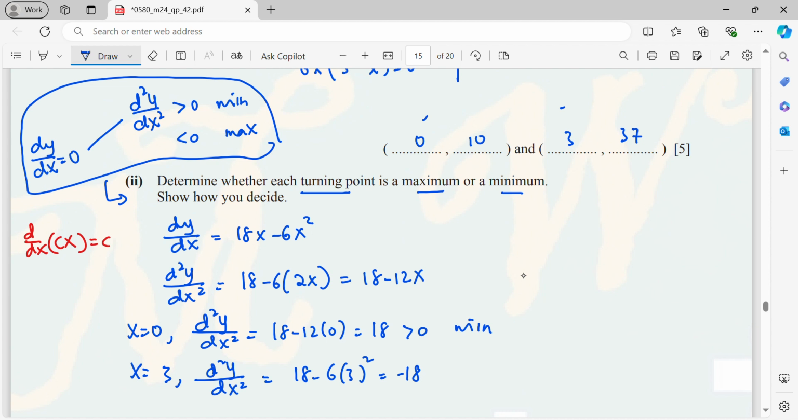Oh, sorry, not 6. It is 12. Okay, because it is 12. Right, mistake. This is 12. Then you'll be getting minus 18, which is less than 0, and I'm getting a maximum.